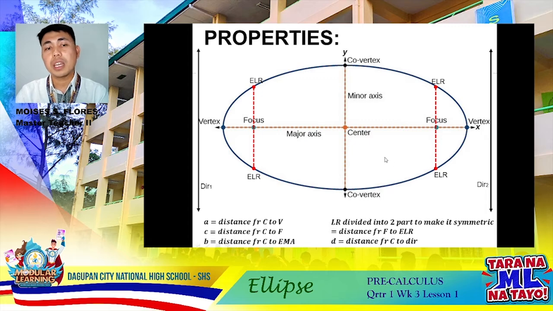And the last property we have to define is the eccentricity. It refers to the measure of the degree of flatness of an ellipse. It is the ratio of the distance of each point on the curve from a given focal point to the distance from the same point on the curve to the directrix, which is constant. The formula for eccentricity is c over a. Take note, the eccentricity of an ellipse is less than 1.